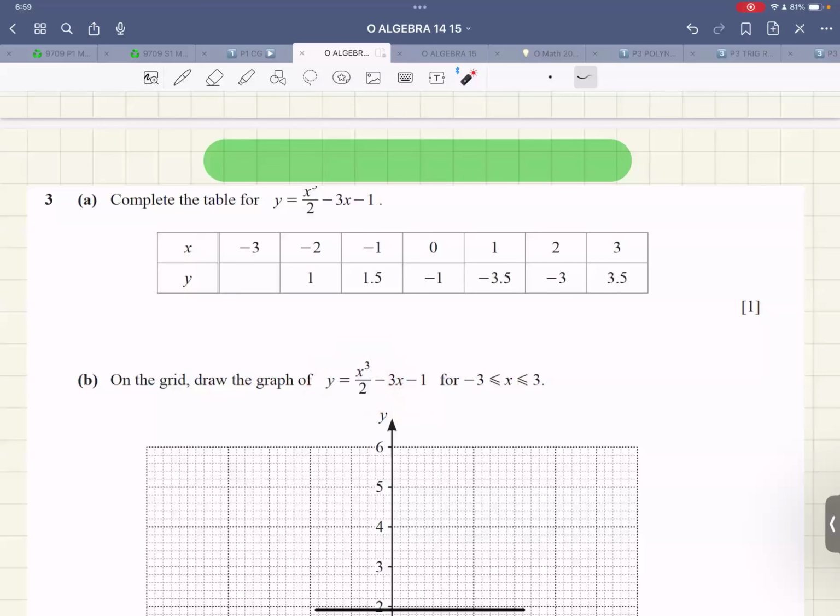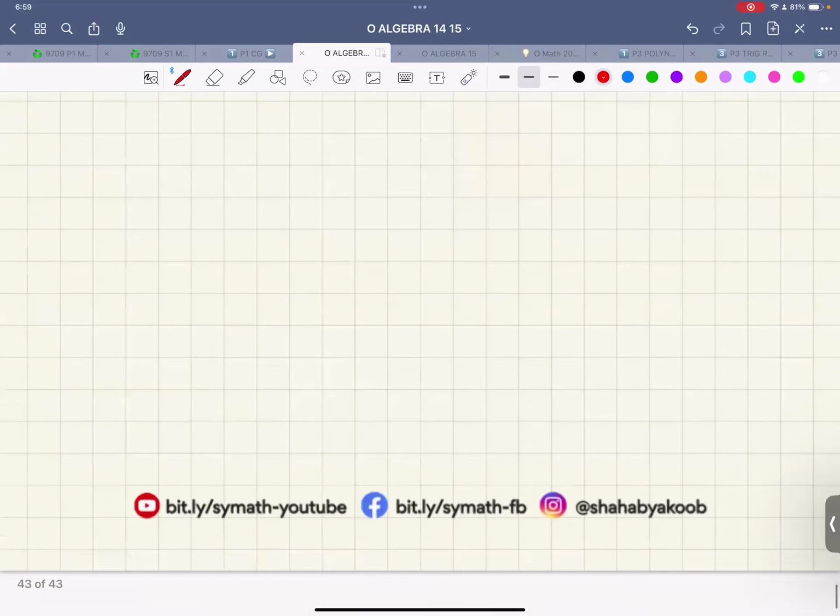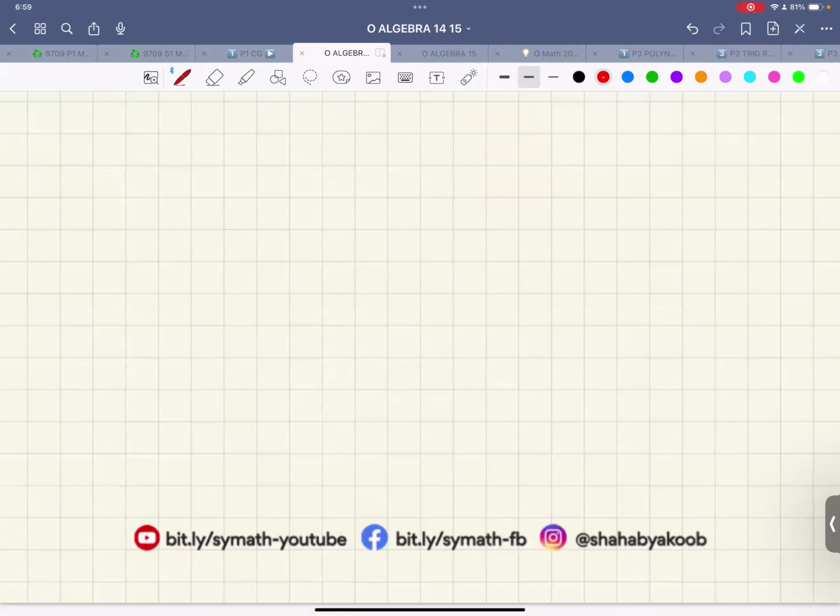This is x cube over here. It's a little bit missing from here. So let me write it over here. So this is another cubic graph that you need to draw. So a lot of questions for you to try it out.